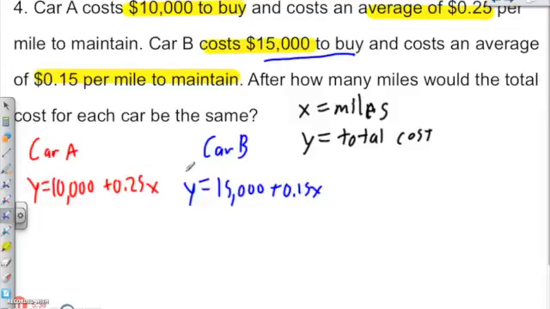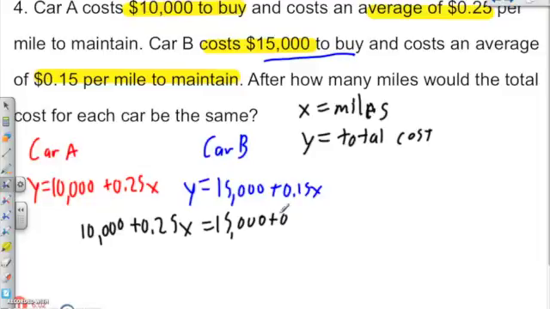So now notice we have two equations, both set up in the form y equals. So we're going to be able to substitute. We can set these two equations equal to each other and make one new equation. We're going to have 10,000 plus 0.25x equals 15,000 plus 0.15x.